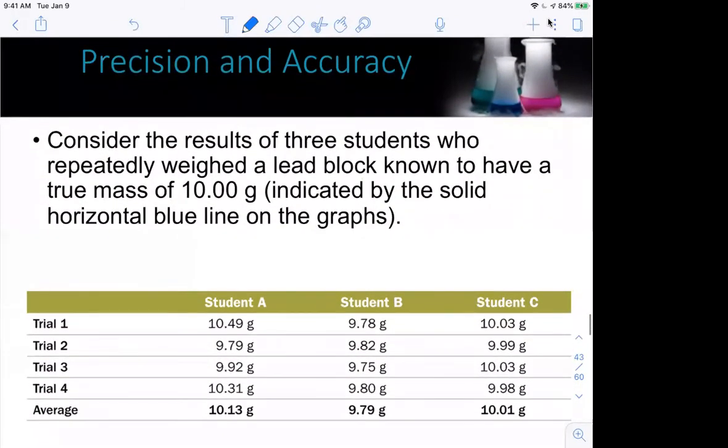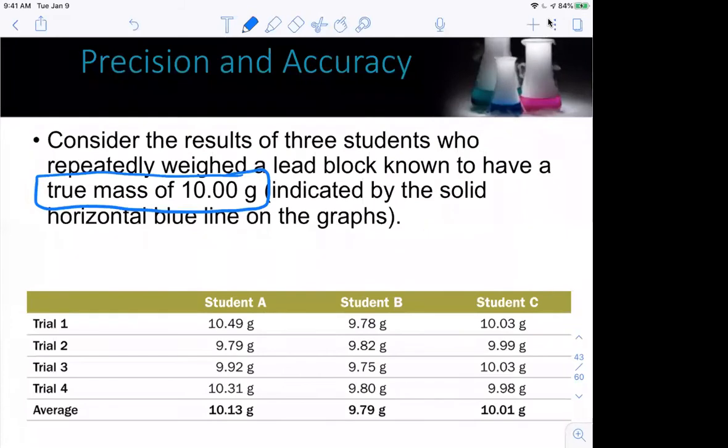So how am I going to see this in a lab situation? Consider the results of 3 students who repeatedly weighed a lead block, where I know the true mass is 10.00 grams. Let's say it's a standard mass. I'm going to measure it 4 times, taking 4 different trials, using the same balance.